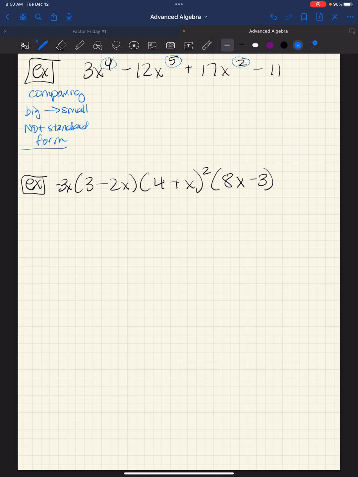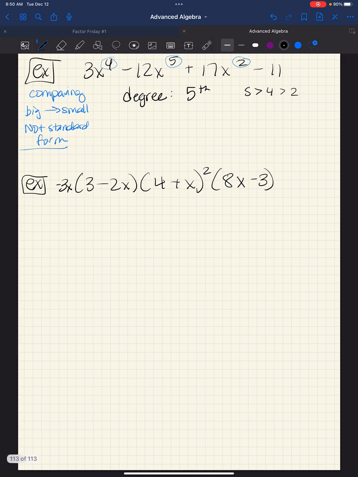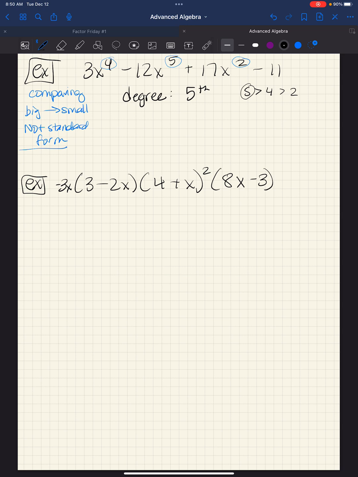And we honestly don't really need to physically rearrange them. At this point, I think we can identify what the degree is because we define degree in standard form to be the highest exponent. So this would be fifth degree because 5 is greater than 4, which is also greater than 2. So fifth is the answer for degree. As I inspected all of the exponents, I'm taking the largest.